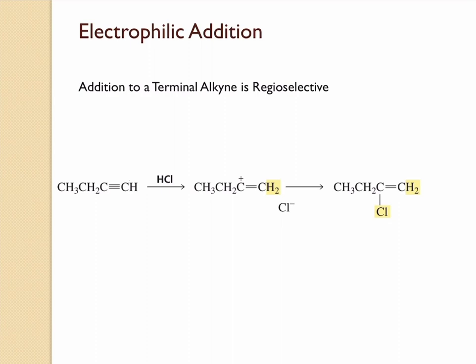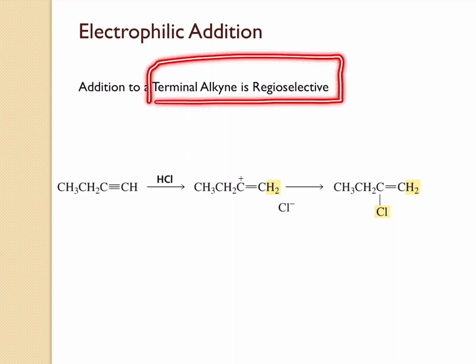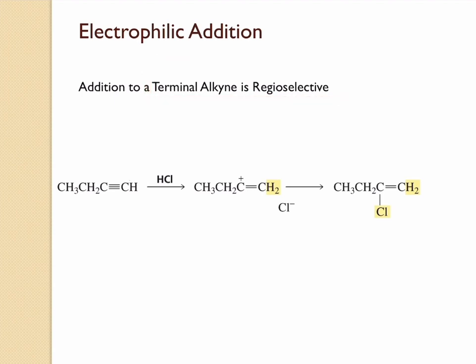Electrophilic addition reaction to a terminal alkyne is regioselective, which means there is preferential formation of one product. Let's consider this reaction. We have a terminal alkyne. This is a terminal alkyne because the triple bond is present on the terminal carbon. When this undergoes an electrophilic addition reaction with HCl, the hydrogen is going to get added to the carbon which has the most number of hydrogens. So between these two carbons, which one has got higher number of hydrogens? Obviously, it's going to be this.